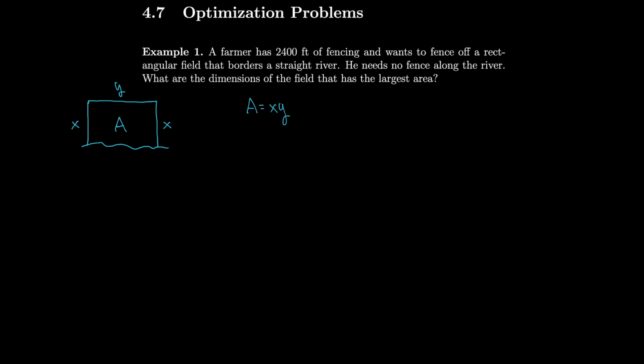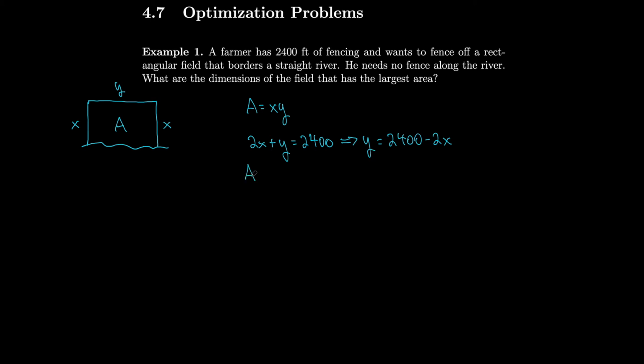That means that if I go from x and I add y and then I add x again, that has to equal 2,400. So it's the same as x plus y plus x is 2,400. Otherwise, 2x plus y is equal to 2,400. So I can solve for one of the variables. How about we solve for y? This means that y equals 2,400 minus 2x. Since we know what y is now, we can eliminate it.